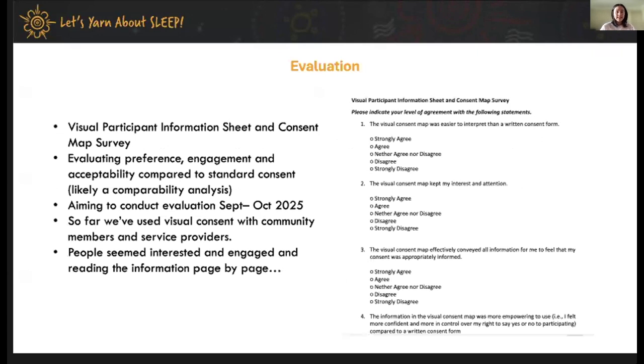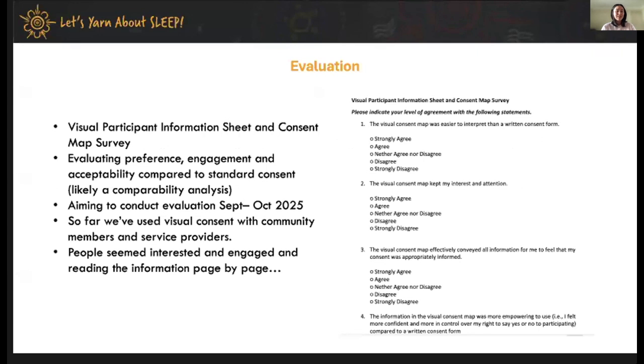And so we're yet to conduct the evaluation, but how we'll be doing this is a visual participation information sheet and consent map survey. This will evaluate preference, engagement, and acceptability compared to a standard consent process. So we're aiming to have this evaluation conducted in September to October 2025. The bulk of our data collection will start in the first half of the year.